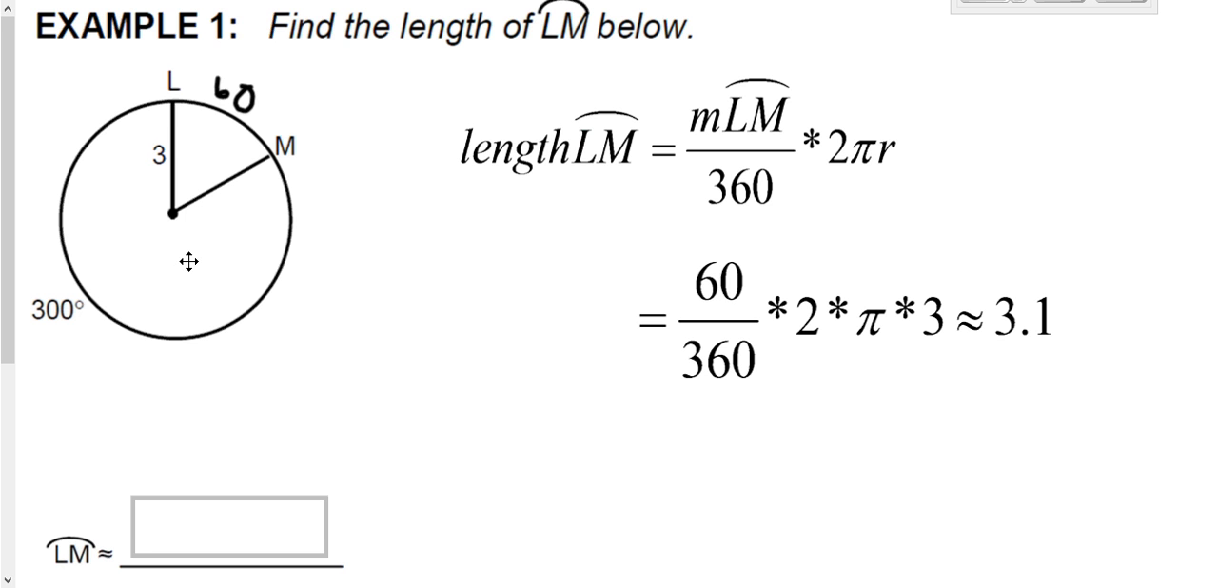They don't give us any units. If this was inches, that would be 3.1 inches around there. It's a little bit bigger than the radius itself. So that's all there is to it with this formula. The measure of the arc divided by 360, there's our fraction of the whole circumference, 2 pi r.